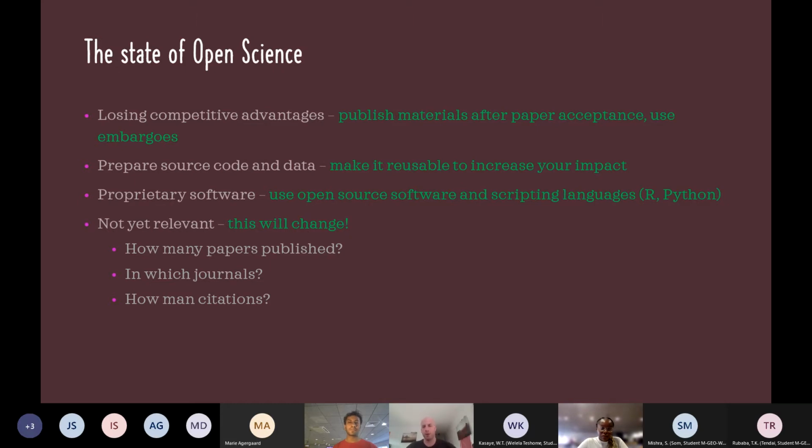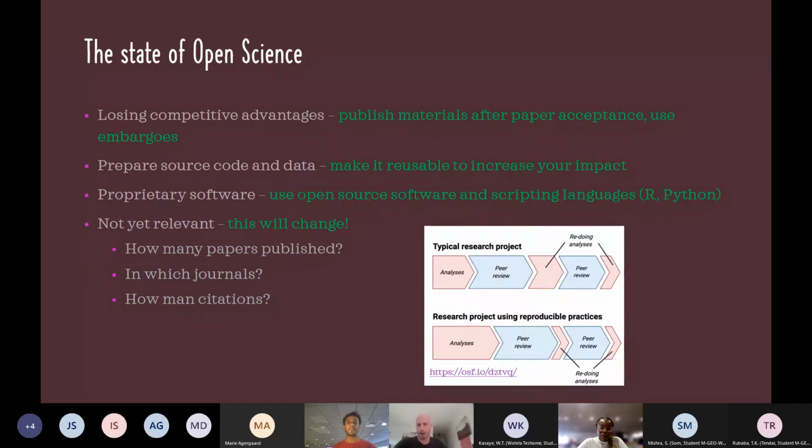Another problem is that preparing source code and data takes a lot of time. But is this really the case? It might also save you time, since it happens quite often that you need to redo the analysis. Anyway, you could just provide a bit of documentation, or better, provide the source code, as it is better than nothing at all.